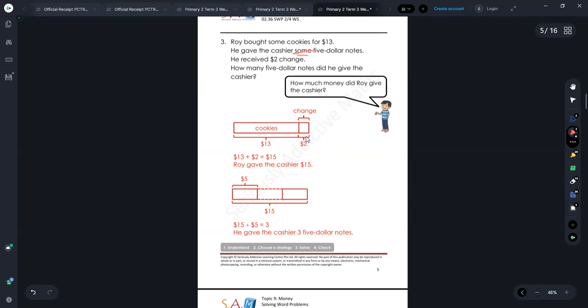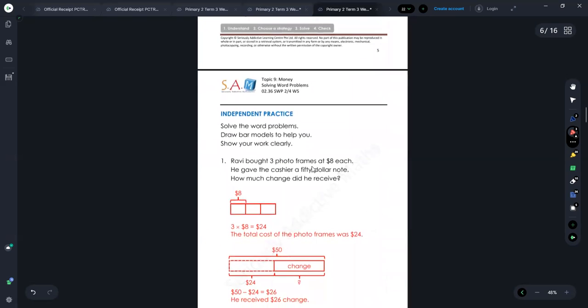Some students may get it confused and may do $13 minus 2, giving 11. No. You have to explain to them that the cookies' price is $13, but Ray has to pay more because he doesn't have the exact change. So it's $13 plus the $2 change. Expect some challenges that students may have when doing this question. So $15, then they need to find out how many $5 are there in $15. So $15 divided by $5.